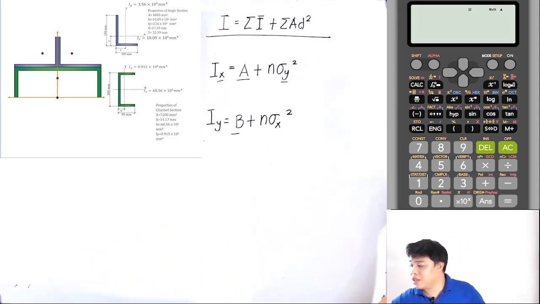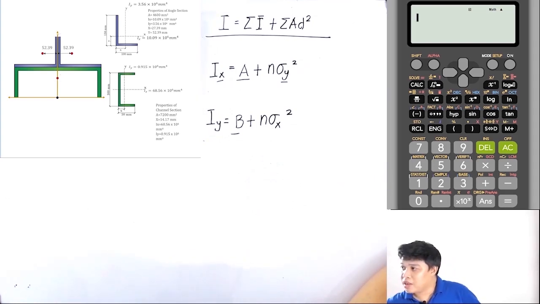So let's start with this one. With respect to the y-axis, the channel bar is coinciding with it because the centroid of the channel is in the middle. For the angle, the distance from the y-axis is 52.39, which is basically the value of y because x and y switch their position. For the vertical position, this is 35.82. This x is 14.17. The length of the flange is 50. The width of the flange is 50. So 50 minus 14.17, that's 35.83.